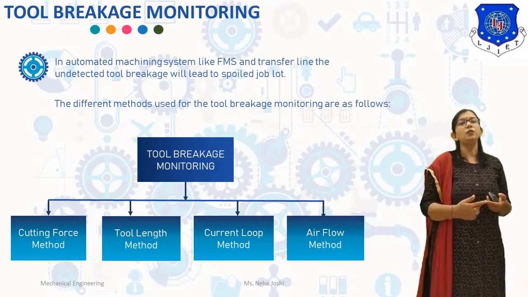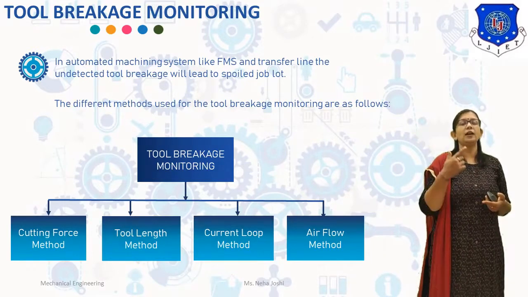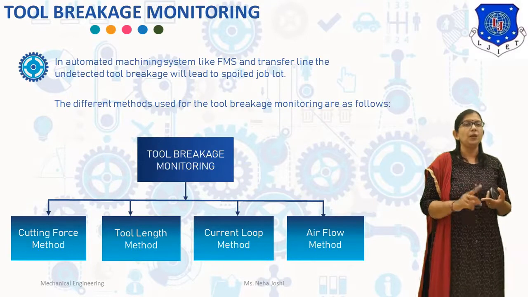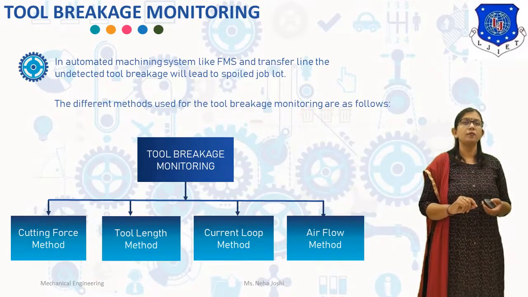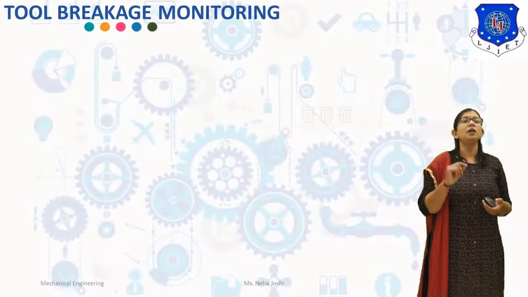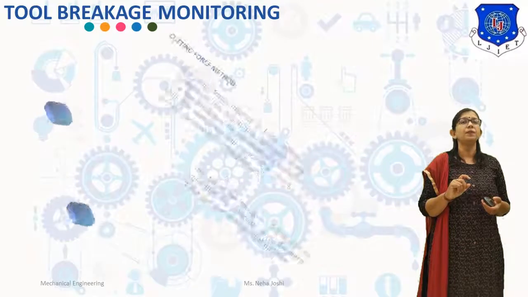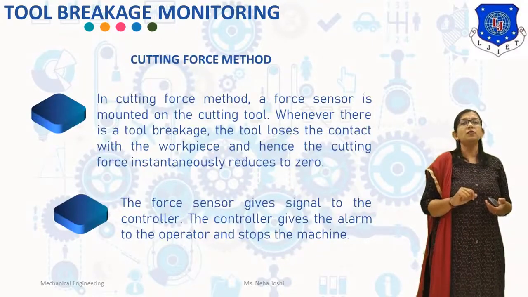The different methods used for tool breakage monitoring are: first one is the cutting force method, the next one is the tool length method, then the current loop method, and the last one is the airflow method. Now first one is the cutting force method. Okay, so now what is the cutting force method?